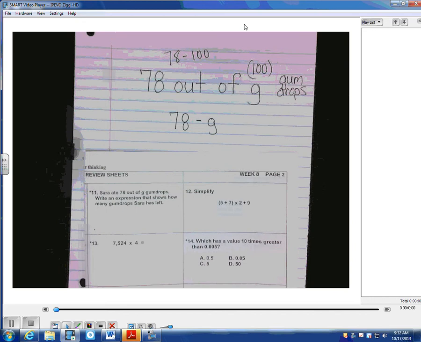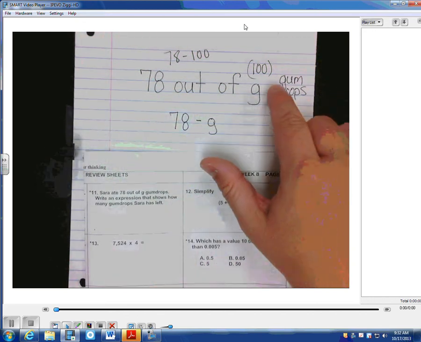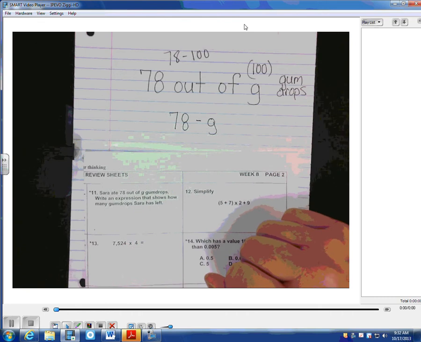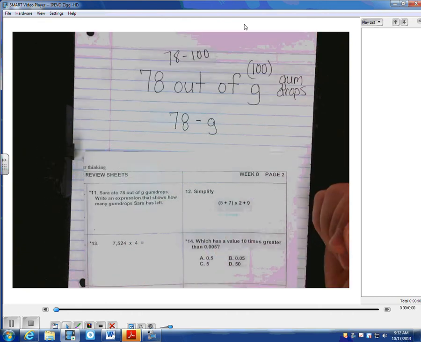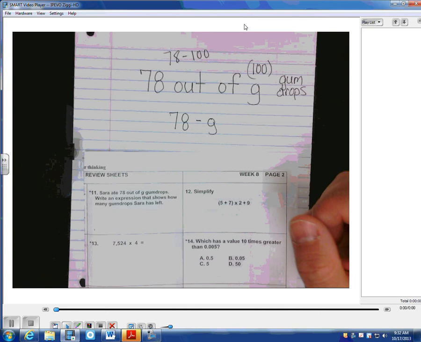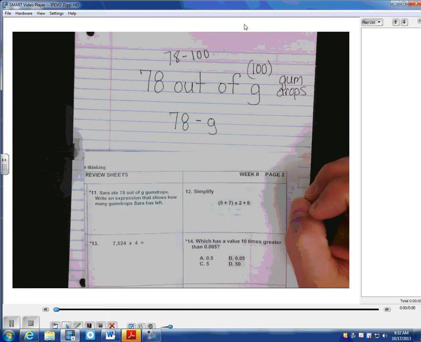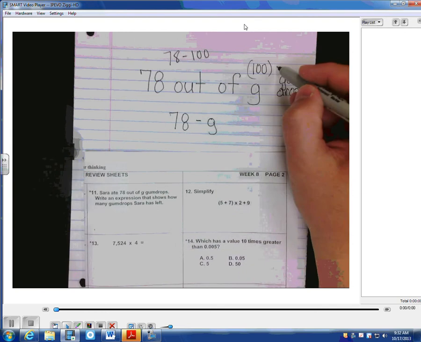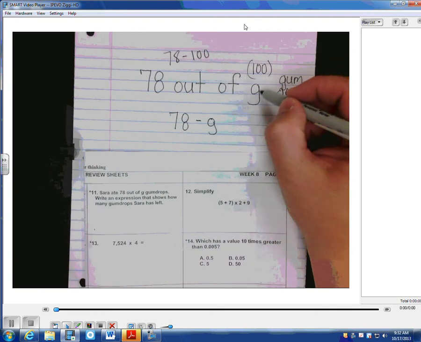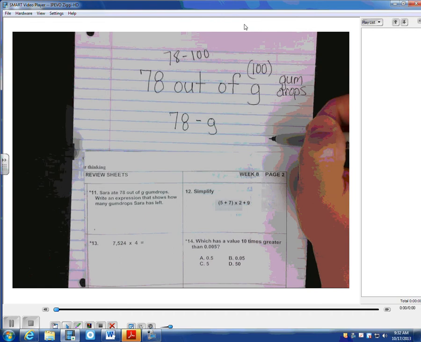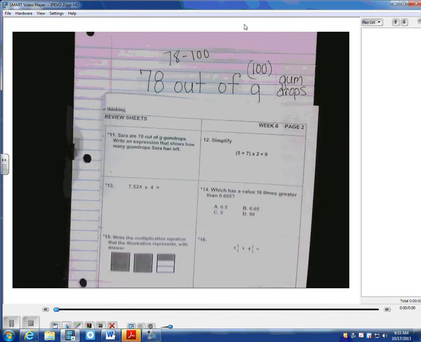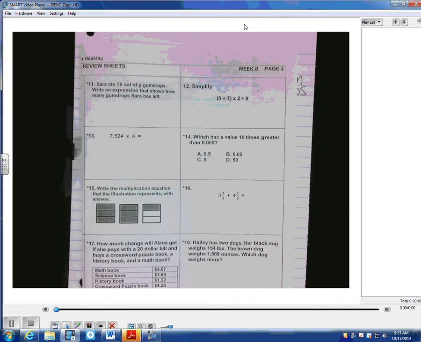So again, 78 out of G gumdrops. Again, if it helps you, just make up a number. I just used 100 here so you can kind of get an idea. 78 out of 100. So if that were the case, how would I figure out how many she had left in that problem? But you're not going to use a number. I was just using this for an example. You're going to use the variable G.